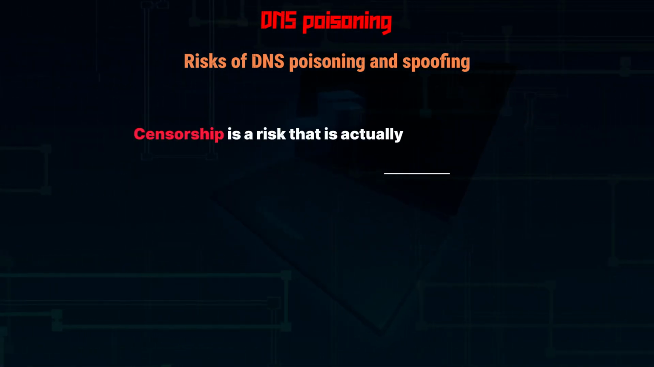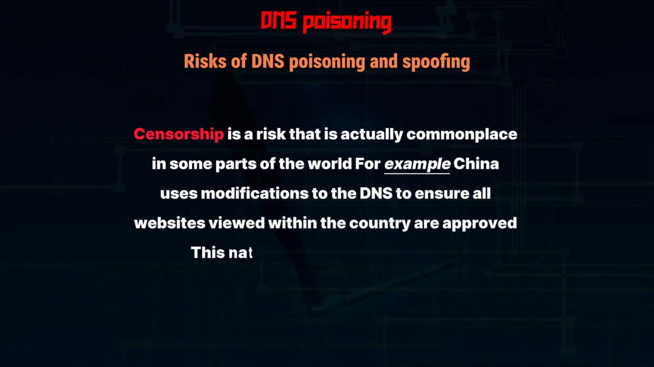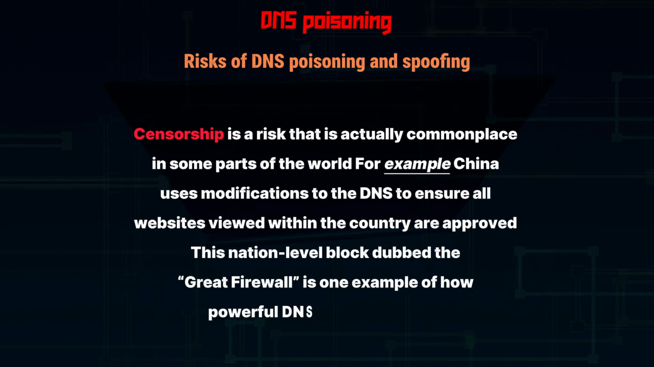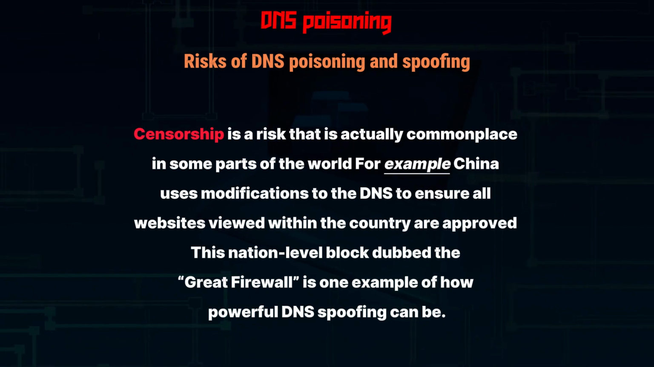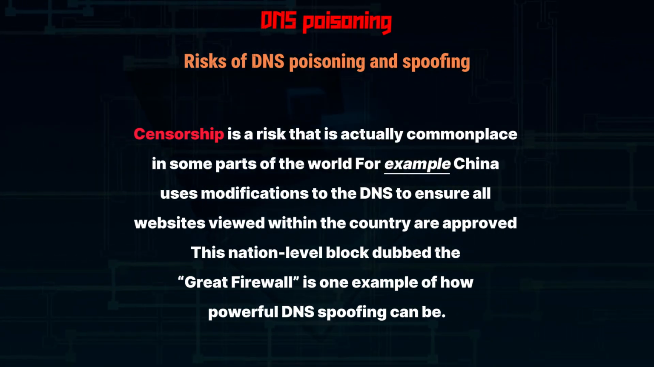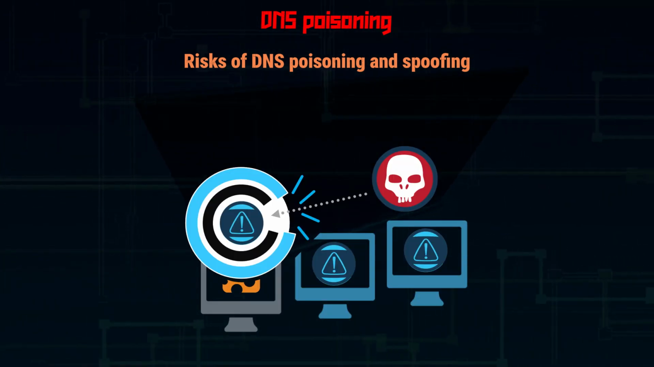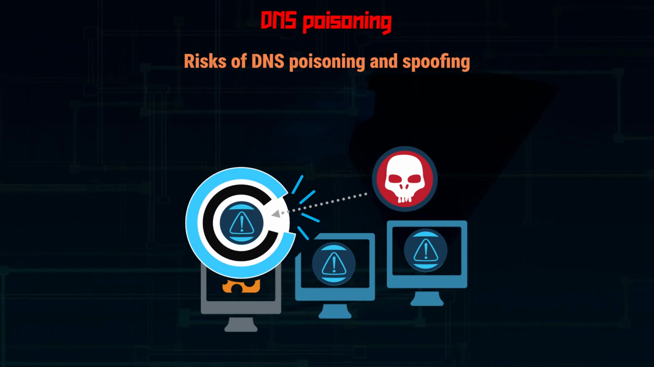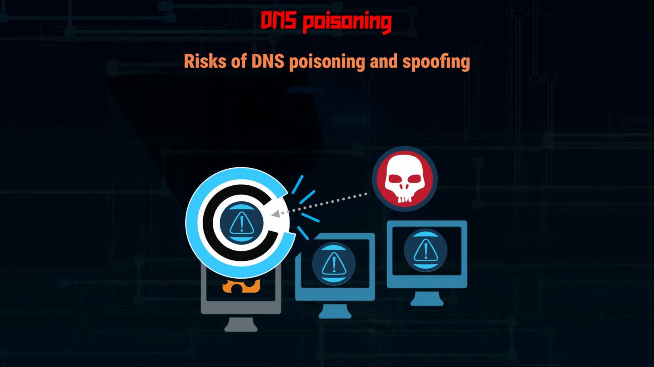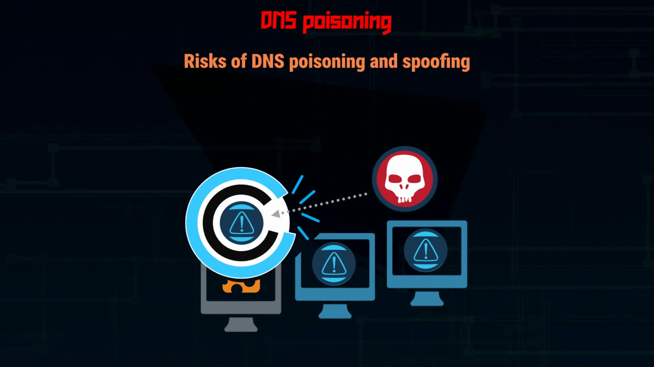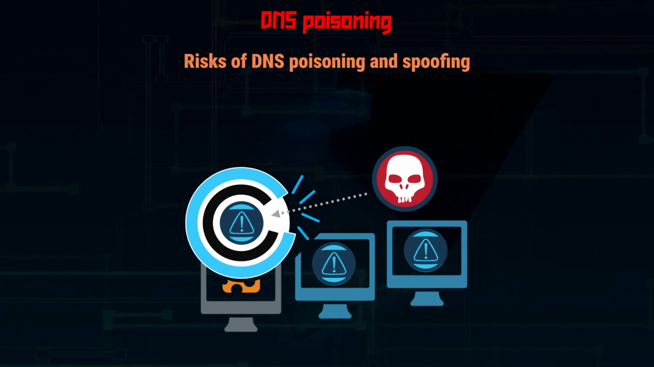Censorship is a risk that is actually commonplace in some parts of the world. For example, China uses modifications to the DNS to ensure all websites viewed within the country are approved. This nation-level block, dubbed the Great Firewall, is one example of how powerful DNS spoofing can be. Specifically, eliminating DNS cache poisoning is difficult, since cleaning an infected server does not rid a desktop or mobile device of the problem. The device will return to the spoofed site. Furthermore, clean desktops connecting to an infected server will be compromised again.